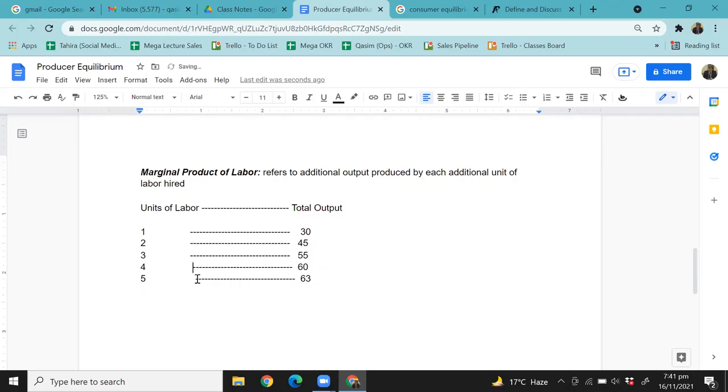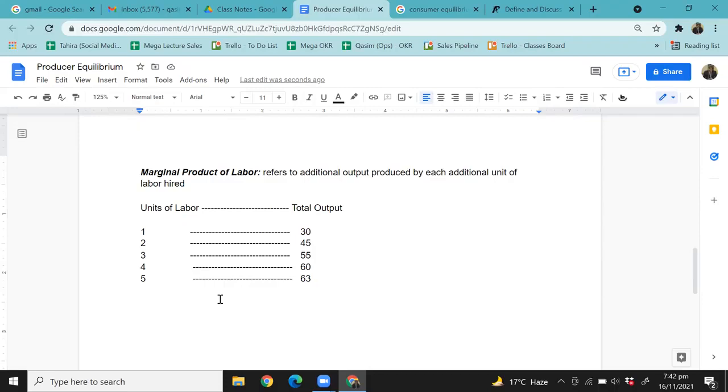Okay. Now let's look at what that actually means. First guy, total output of the company was 30 units of football. You had the second guy, the total output of the company was 45 units. After the third guy, the total output was 55. After the fourth guy, it was 60. And after the fifth guy, it was 63. Now, what can you observe out of these values? What is happening? Is total output increasing?